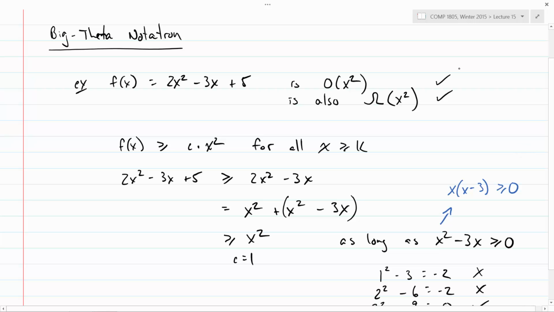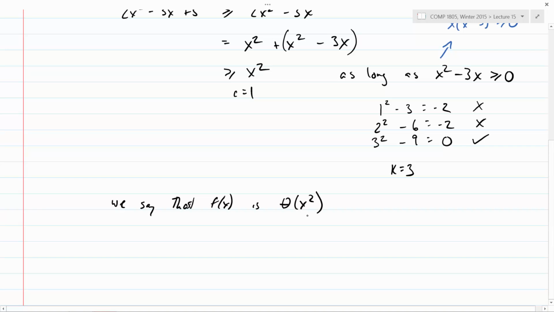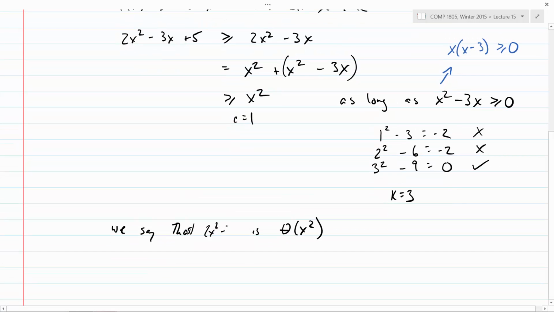I'm not going to do that, but we should all know how to do that by now. So in this situation, f is bounded above by x squared, and it's also bounded below by x squared. So we say that f(x) is theta of x squared. So maybe I'll write out the full function. The full function is 2x squared minus 3x plus 5. 2x squared minus 3x plus 5 is theta of x squared because it's bounded above and below.